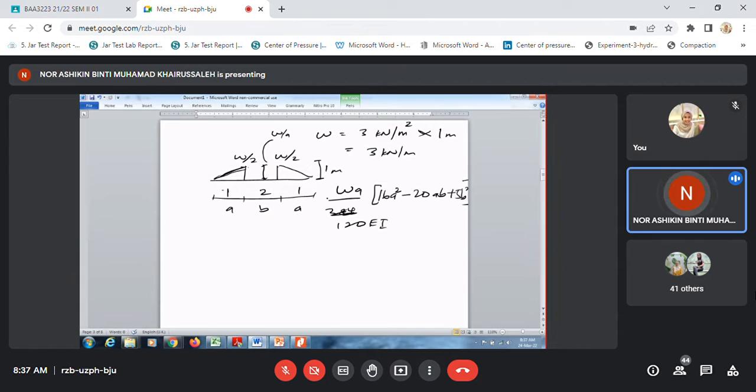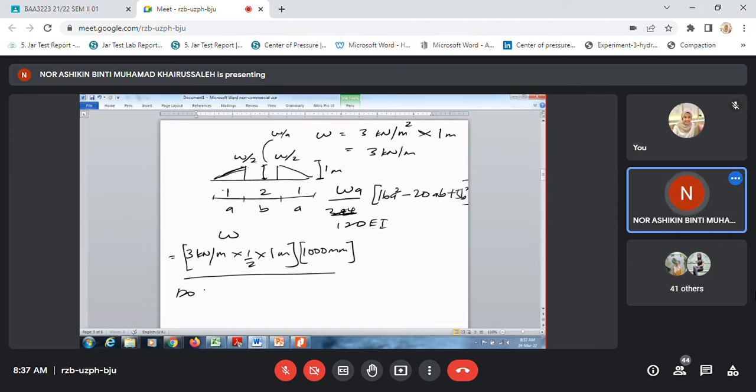Okay, we're going to do this first. W: 3 kilonewton per meter. Change to kilonewton first. So you know that this is a triangle, times 1 meter, isn't it? So this is your W. And your A is 1 meter. Okay, just 1 meter, so do it like 1 meter first.